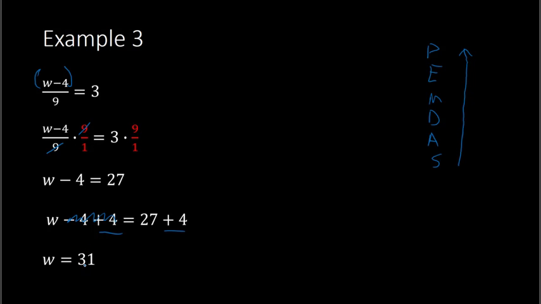And I can double check this answer to make sure that it is correct by plugging it back in to the initial equation. So instead of w minus 4, I'd have 31 minus 4, and then divide that by 9 equals 3. So 31 minus 4 is 27. So 27 over 9 equals 3. That is a true statement, so therefore 31 is the correct answer.